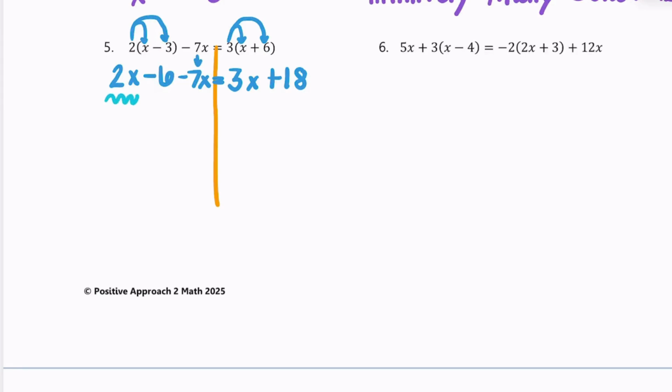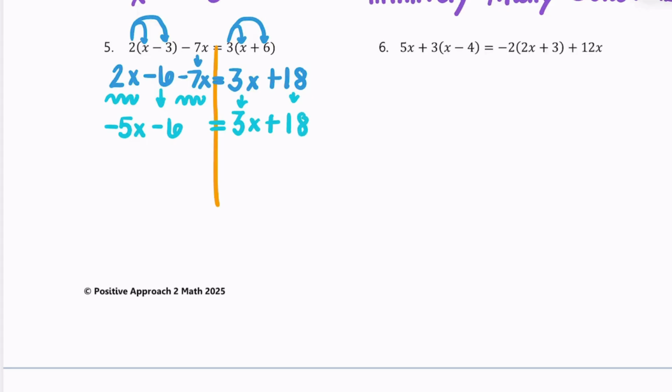We have 2x minus 7x. We're going to combine them, same side, same operation, simplify. 2x minus 7x will give us -5x. We'll bring down that -6. And looking at that right-hand side, 3x and 18, they are not like terms. There is nothing else we can simplify on that right-hand side. So we'll just bring both of them down.